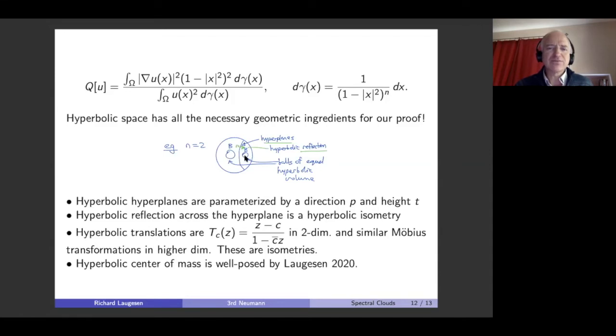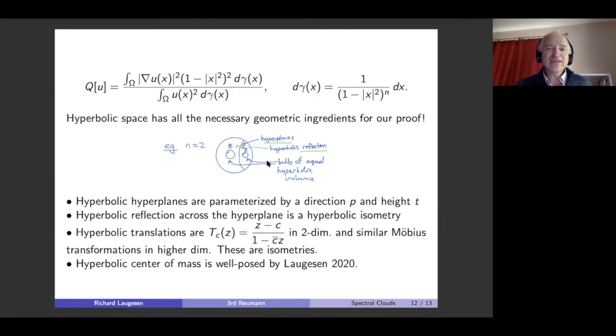The one that's closer to the boundary looks smaller in the Euclidean sense, but of course it has the same hyperbolic volume as this other one here. So we've got balls, we've got hyperplanes. In the higher dimensional case, this would be a portion of a sphere rather than a portion of a circle. And we've got hyperbolic reflection.